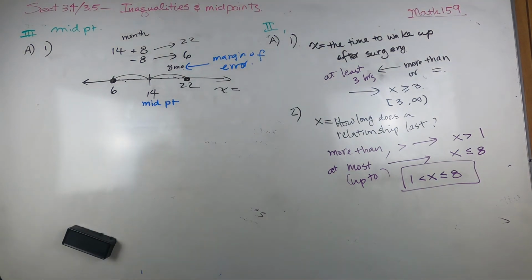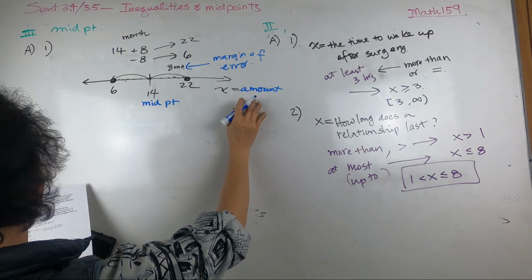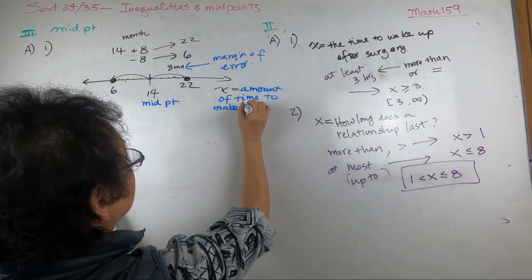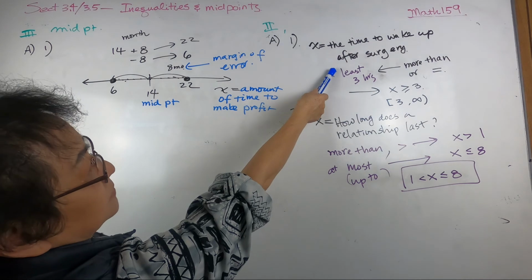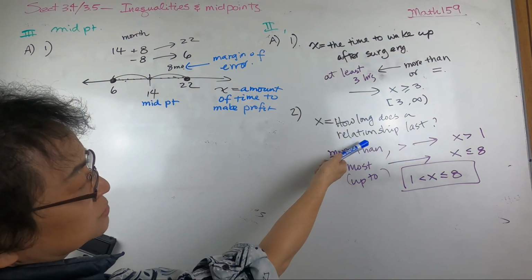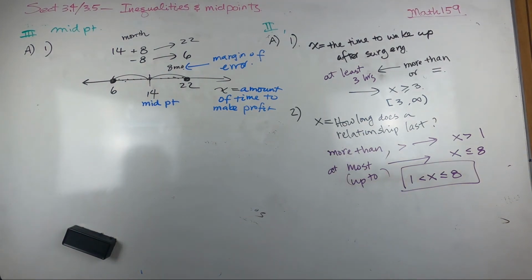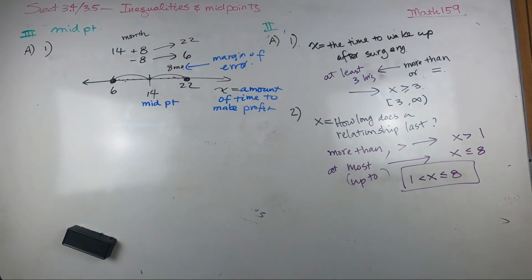Okay, so means more or less. A month more, a month less. Then what's your x? You need to pay attention to your x. That's what you are working with, right? So it's the amount of time to make profit. That's what we are talking about. It's like this one, the time to wake up after surgery. This one is what? How long does a relationship last? It's a totally different subject, right? So you need to know what you are working with and what you need to do.